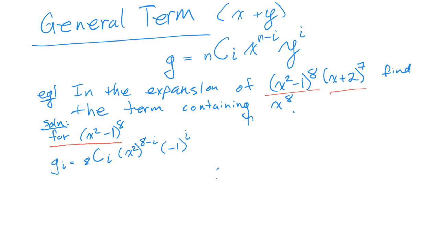So now let's do the same for the second expansion. For x plus 2 raised to the 7, we're going to come up with a generalized term again. Let's call this G sub s. G sub s is going to be 7 choose s, and we're going to have x to the 7 minus s times 2 to the exponent of s. So now, remember, we were looking for a term that has an x to the 8.